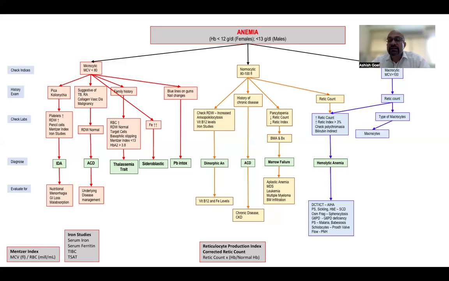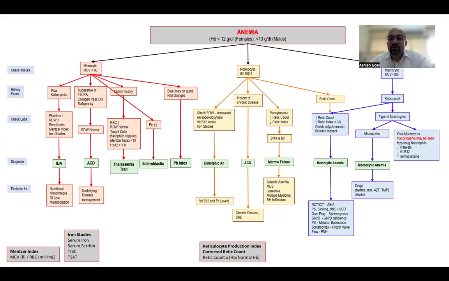Now, if you find that round macrocytes are seen, we identify this as macrocytic anemia, which could be due to drugs or alcohol. The common drugs which cause macrocytic anemia would be hydroxyurea, methotrexate, azathioprine, or trimethoprim.